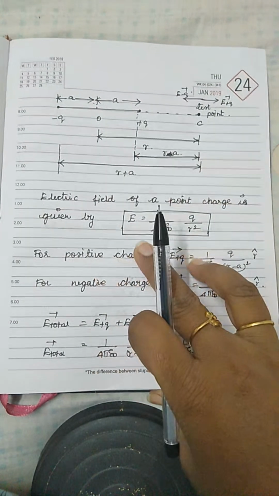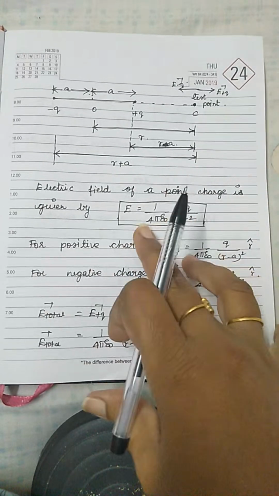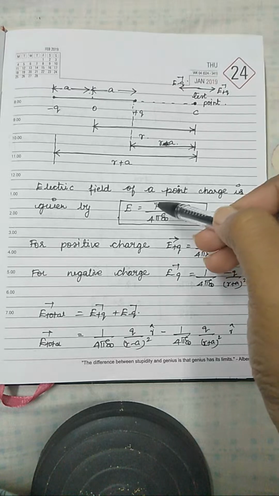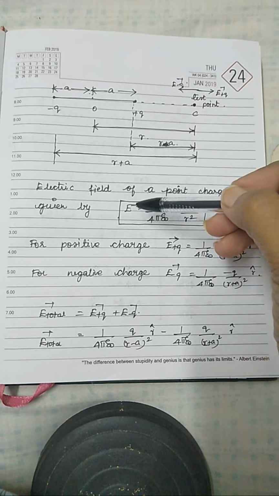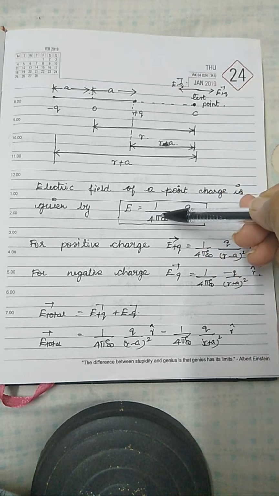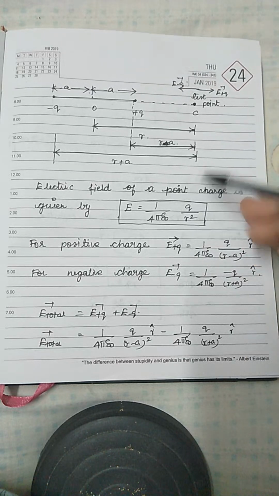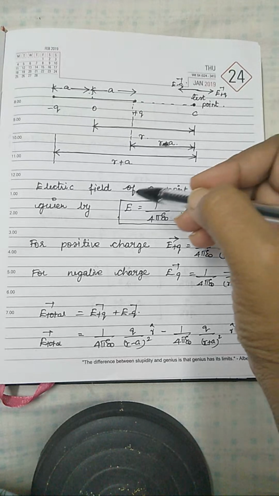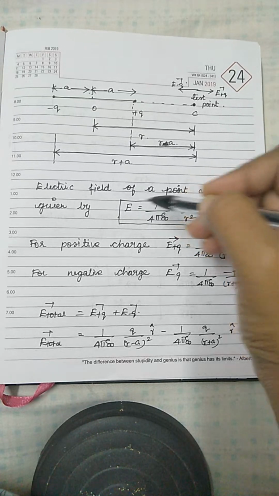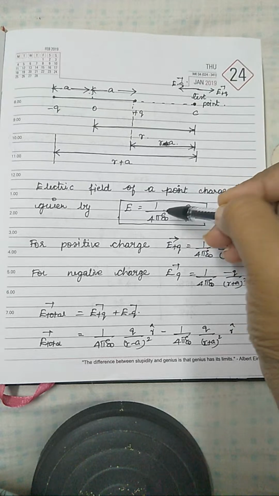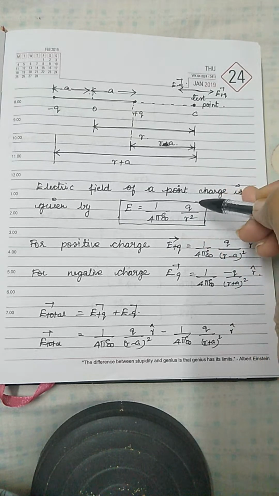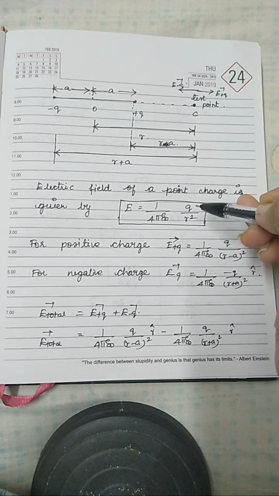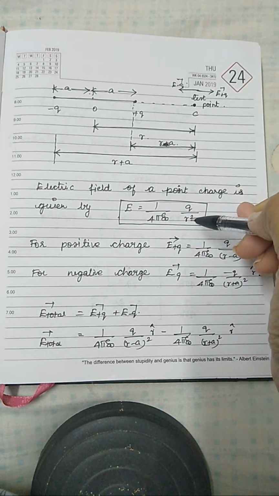Then we know very well the electric field of a point charge is given by E equals 1 by 4 pi epsilon naught times q divided by r square. I am giving you the magnitude value. What is E? E is known as the electric field. 1 by 4 pi epsilon naught is your constant, which is nothing but k. q is the charge, and r is the distance between the test point and the charge. This is a general value.